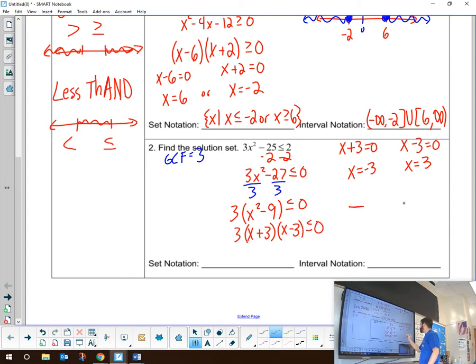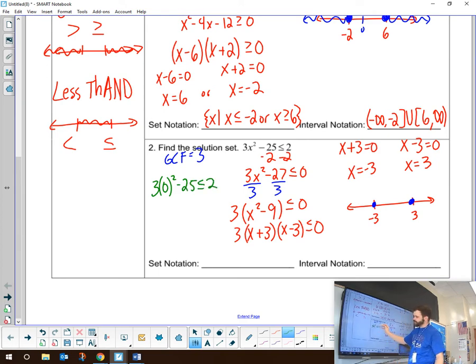Now, we got to put those two on a number line and decide which way we're going. We have a negative 3 here. I have a positive 3 here. I know I'm going to have a closed circle on both of them. But now I got to figure out, are we going to come together or are we going to go apart? So I'm going to plug in 0 back into my original equation. So here's my original equation. And I'm going to plug in 0 and see if it's true.